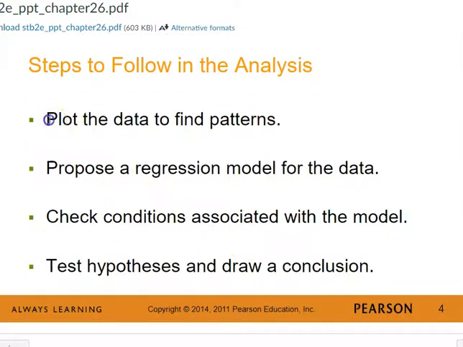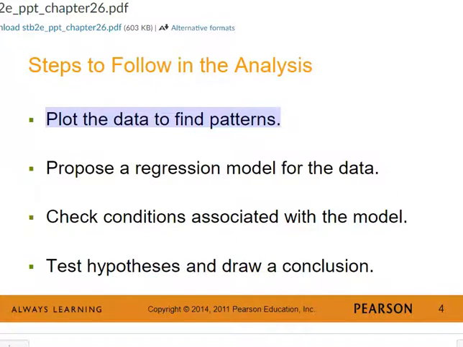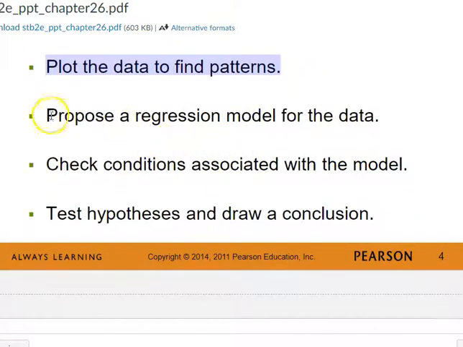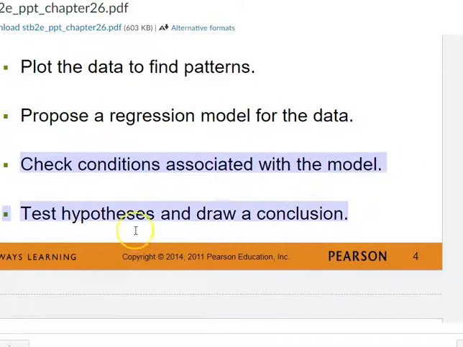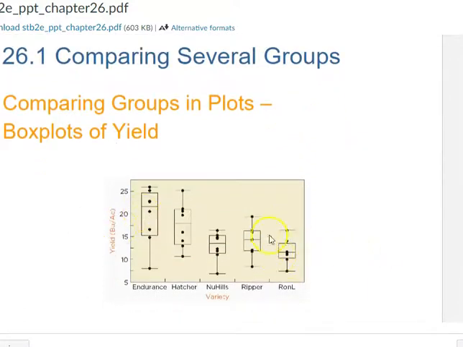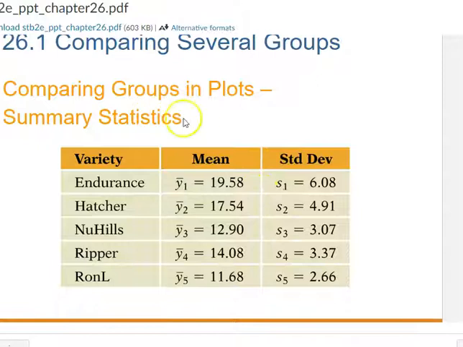Alright, so the first step, plot, right? We can create the plot, and we just did that. That's right here. That's our plot, and we can see the difference in level. Propose a regression model, check conditions associated with the model, test hypothesis, and draw a conclusion. That's the graph, the plot that we just created. And the next step is comparing the groups.